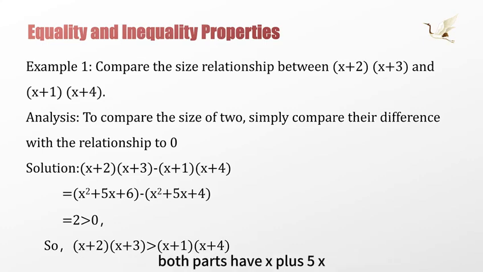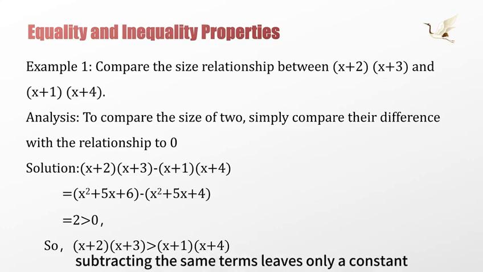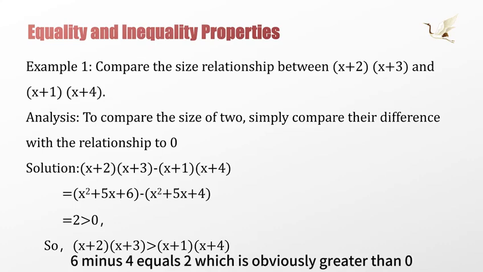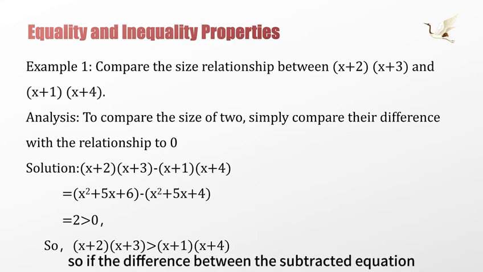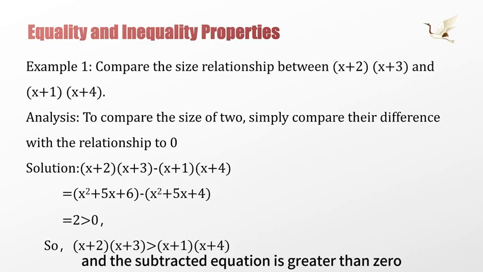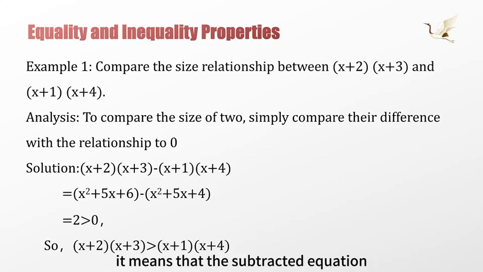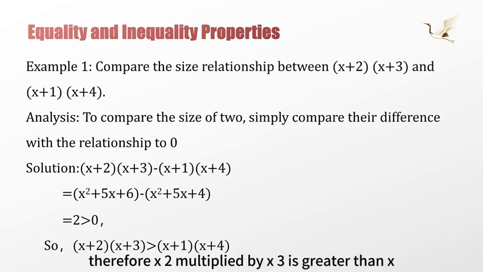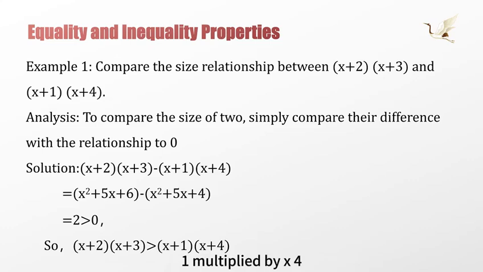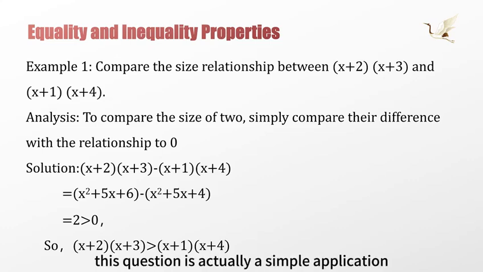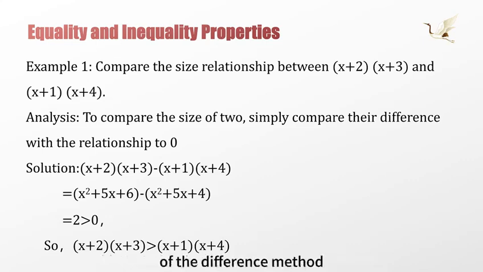Both have x squared plus 5x. Subtracting the same terms leaves only a constant: 6 minus 4 equals 2, which is obviously greater than 0. So if the difference between the first expression and the second is greater than 0, it means that the first is greater than the second. Therefore, (x plus 2)(x plus 3) is greater than (x plus 1)(x plus 4). This question is actually a simple application of the difference method.